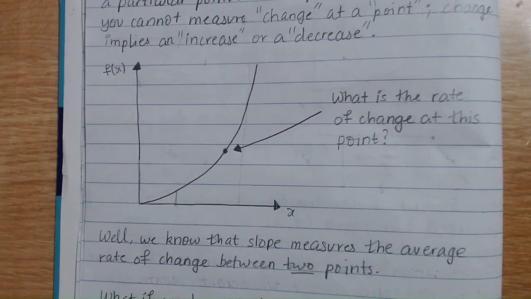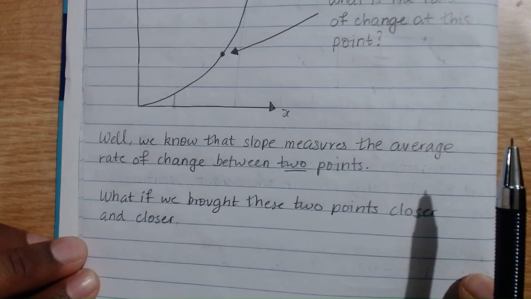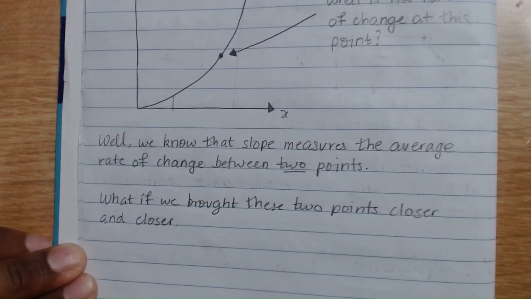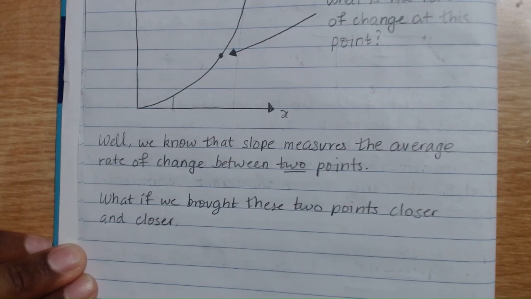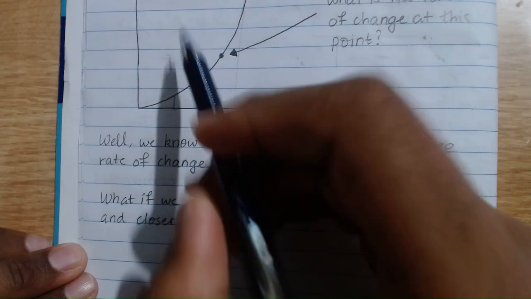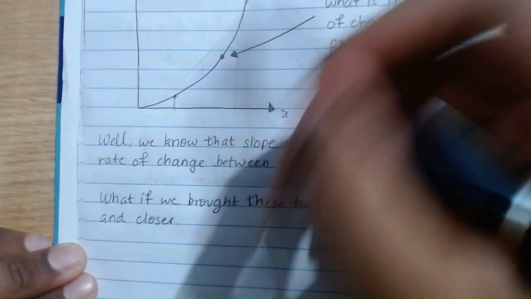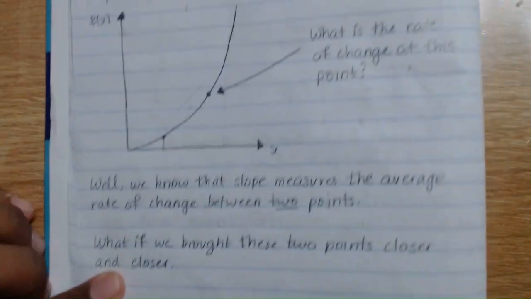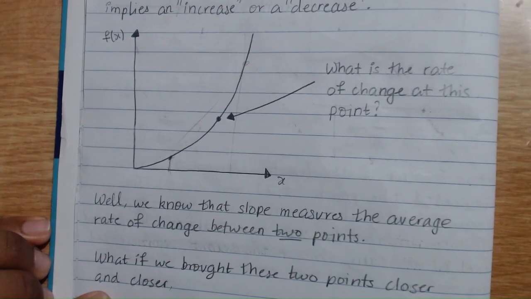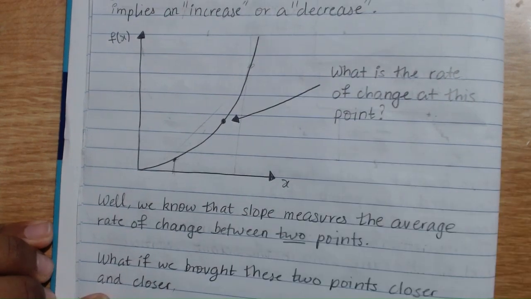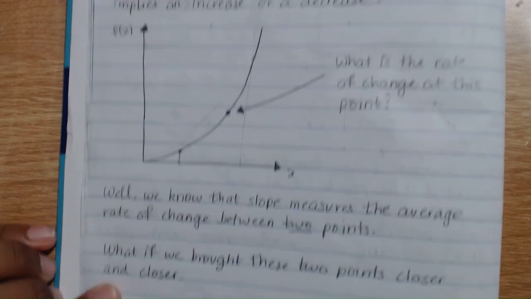It doesn't make sense. But let's actually just march into the unknown and see what we can discover from this. Well, we know that the slope measures the average rate of change between 2 points. So if I had these 2 points here, and I drew the secant line and calculated the slope, then I could measure the average velocity over that interval. But it wouldn't give me the velocity at that specific point.